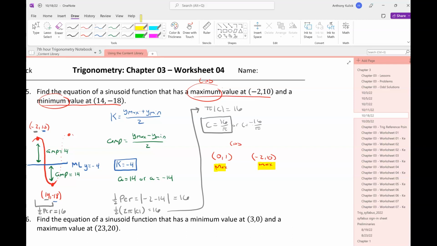Since I'm taking a maximum and transforming it to a maximum, what does that tell me about the sign for A? It needs to be positive. And because the x-coordinate of my parent function is 0, the x-coordinate for my transformed function is going to be h. And now I have everything that I need.